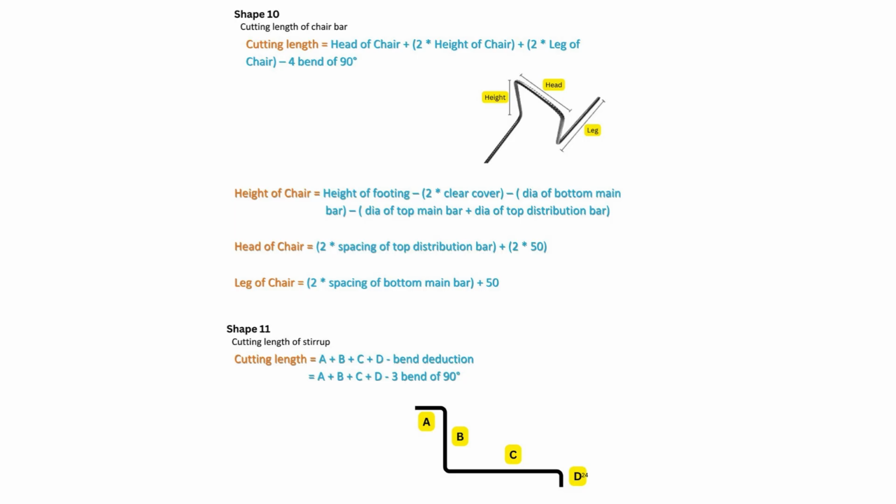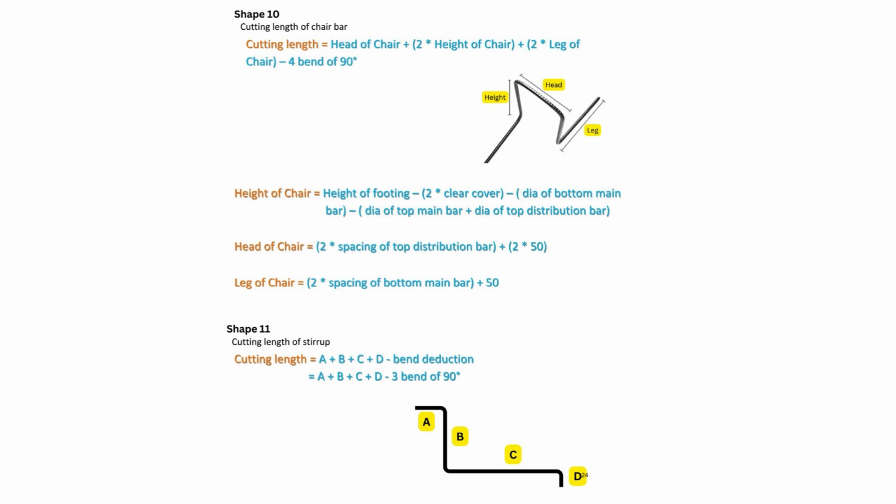Shape 10, chair bar. A chair bar is used in footings and slabs to maintain spacing between top and bottom reinforcement. Cutting length formula. Cutting length equals head of chair plus 2 times height of chair plus 2 times leg of chair minus bend deduction. Bend deduction equals 4 bends of 90 degrees equals 4 times 2D equals 8D.